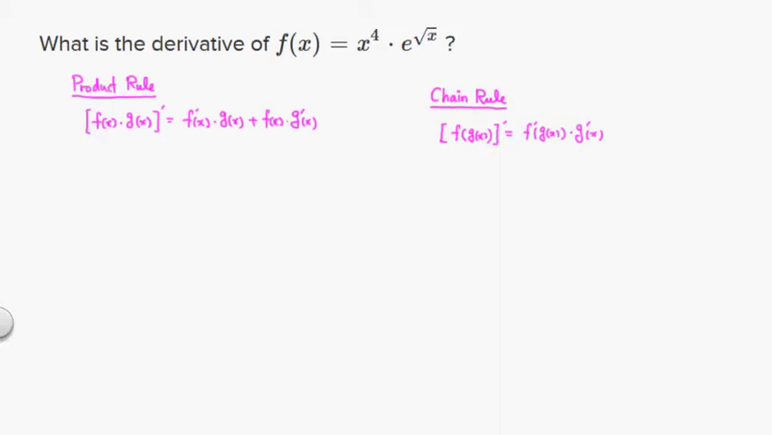Alright, let's look at this problem. What is the derivative of f of x equals x to the fourth times e to the square root of x? So let's review two rules, product rule and chain rule.